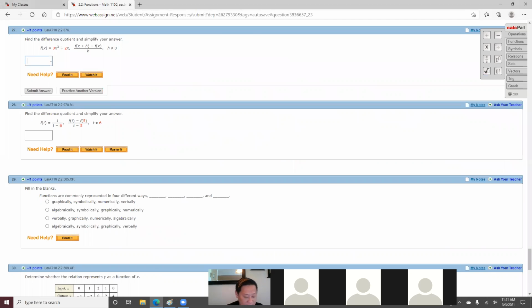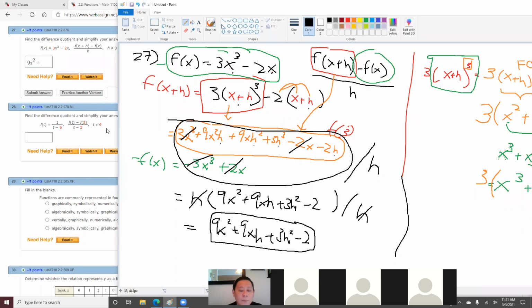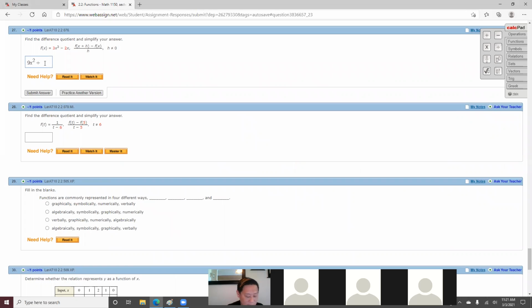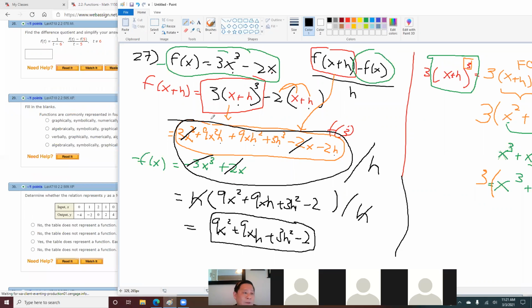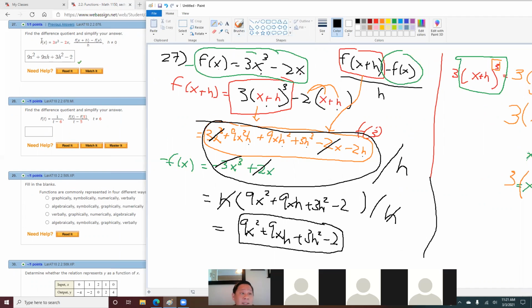So your answer in this case is 9x squared plus 9xh plus 3h squared minus 2. So very long answer, and it's very difficult because of the cube. I would recommend you watch this over spring break. This is called difference quotient. So you go to YouTube, search difference quotient, look at the one that has a square in it, and practice it because it's going to be very important.